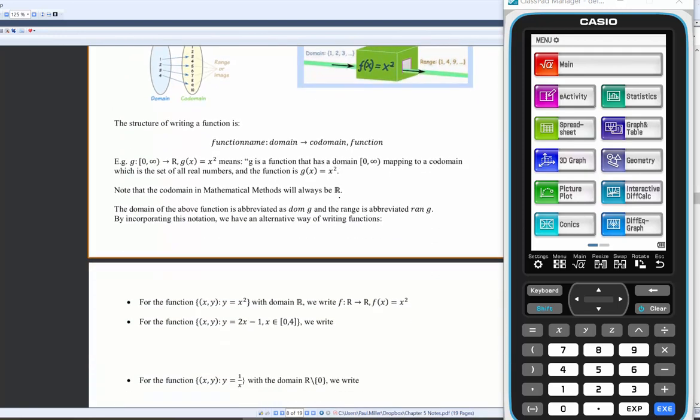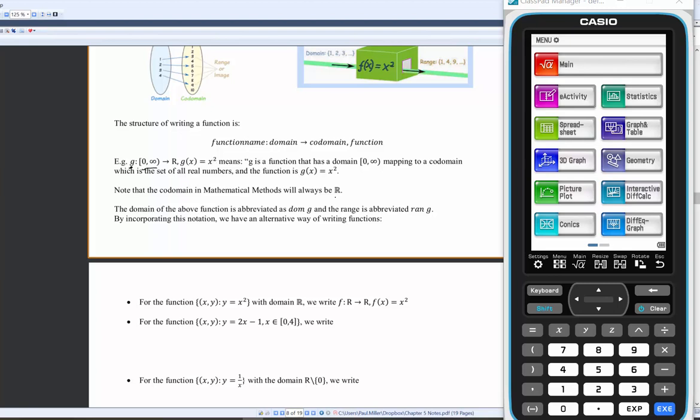Now, we've got a basic structure for writing functions, and it looks like this. We have a function name, maps to the domain, or the domain of the function maps to the codomain of the function, and then we write our function. So how do we do this? This is a function g, such that it has a domain of 0 inclusive up to positive infinity, which maps to the codomain, which is the set of all real numbers. And our function is g of x equals x squared.